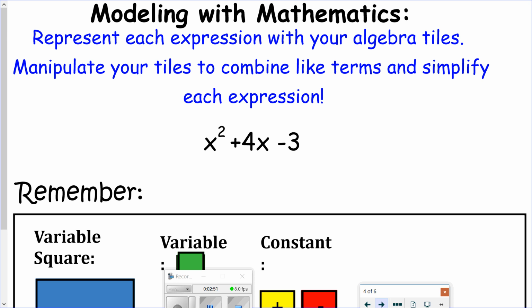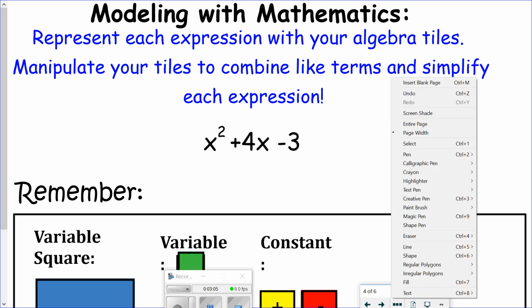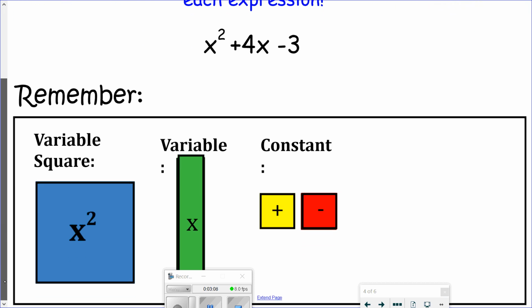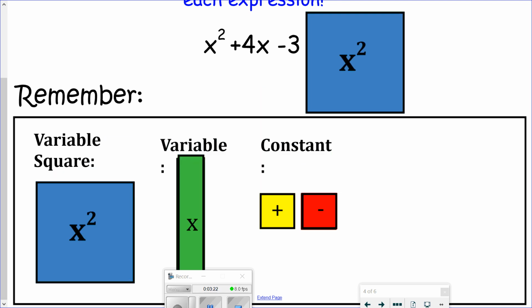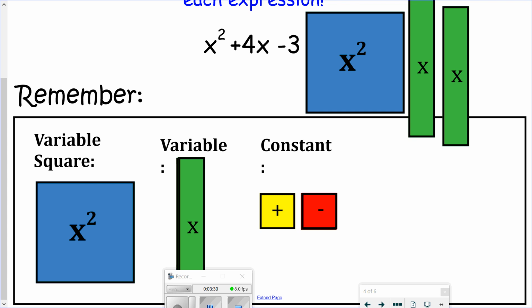Here we're going to talk about the algebra tiles again. I know we've done this for the last lesson. We're going to represent each expression with the algebra tiles. Let me scroll down. And we're going to try to represent x squared plus 4x. So there's no number in front of x squared, so there's no coefficient there. So we know there's only one of them. So here's my x squared. Then I have my 4x. So I'm taking 4 x's.